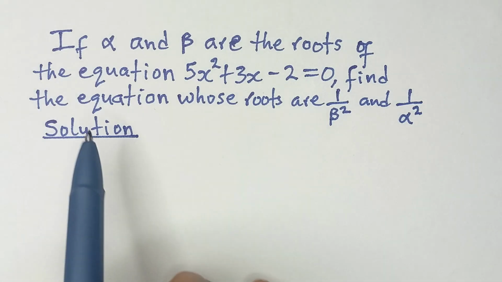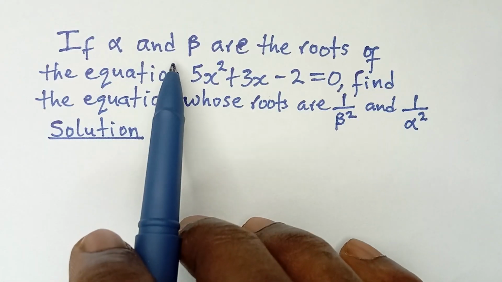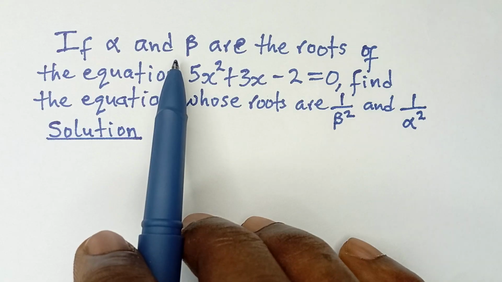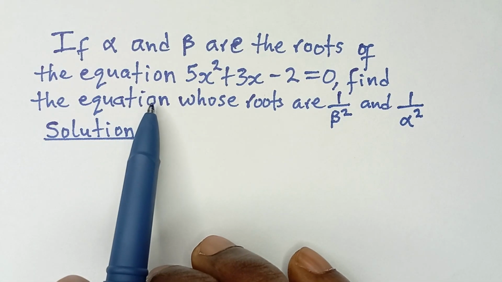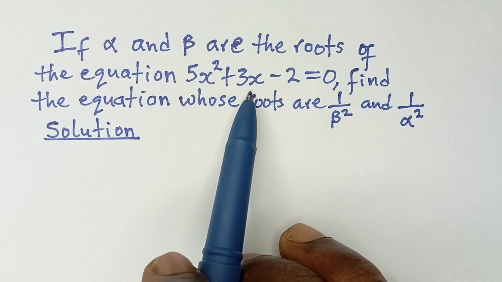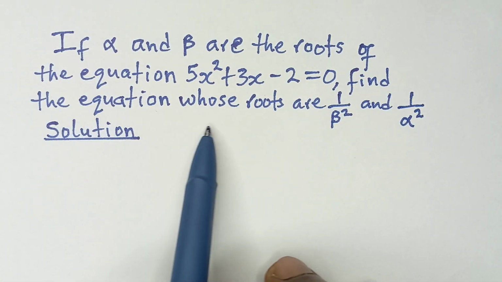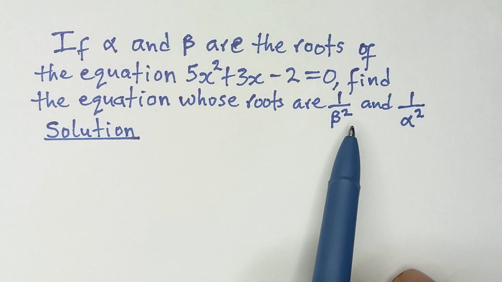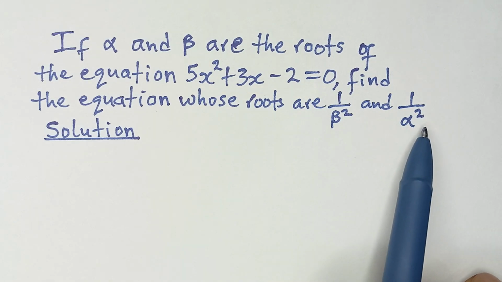Now I have a question here. It says, if alpha and beta are the roots of the equation 5x squared plus 3x minus 2 is equal to 0, that we should find the equation whose roots are 1 over beta squared and 1 over alpha squared.